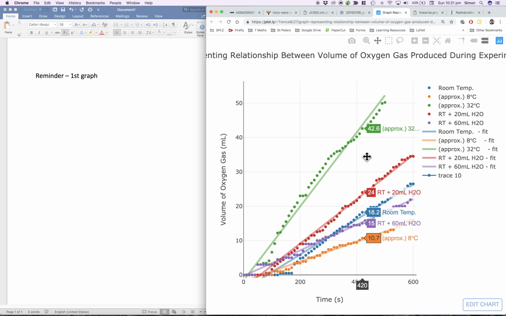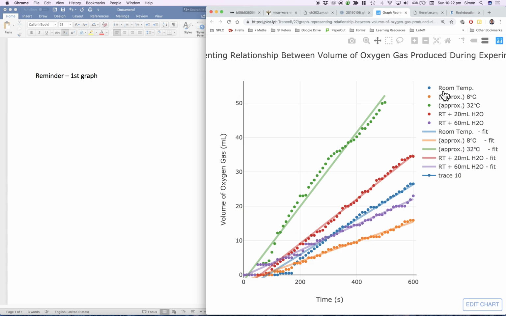So here we can see these different lines, and they're relatively straight and they're climbing at different rates, all right? So how much the slope is going up is very different. So let's see what's going on. We've got time, from 0 up to 600 seconds, okay, so 600 seconds of time. And it's about the volume of oxygen gas in milliliters, from 0 mils of gas to 50 mils of gas.